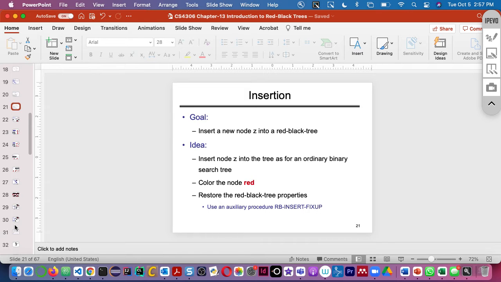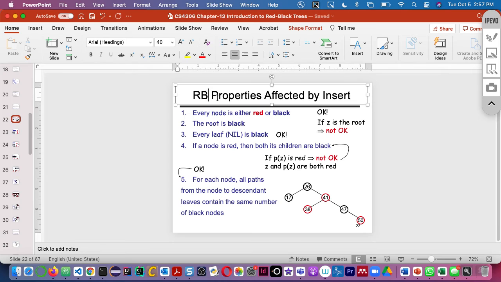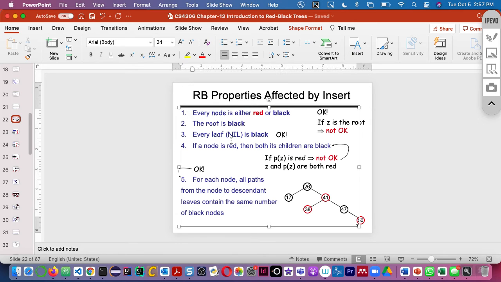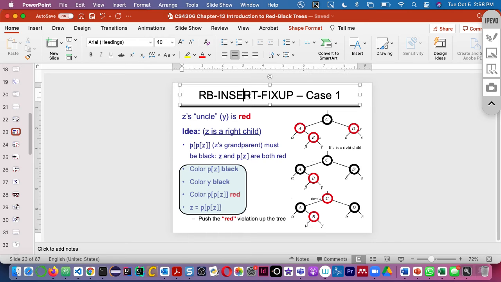But what happens when inserting a large data set? We cannot do it manually, so there is an algorithm. In the book it is called the RB algorithm, the red black tree algorithm, with the properties that we discussed. Mainly, the book algorithm has a red black tree insert fix up.